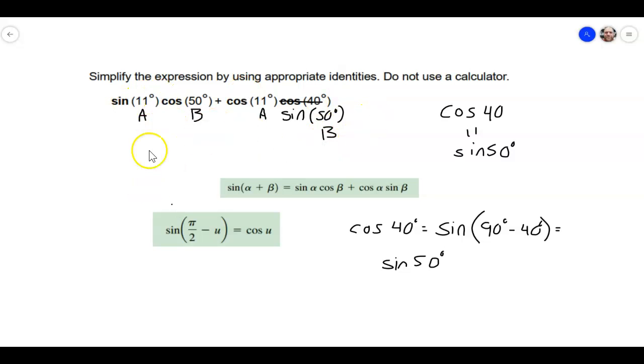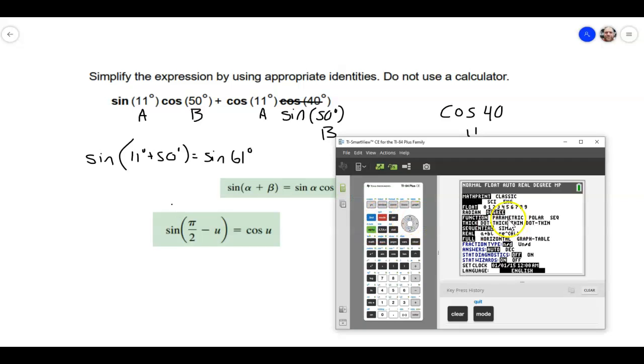And this thing can now be simplified or written as what? The sine of A plus B. So this can be written as the sine of 11 degrees plus 50 degrees, which is equal to the sine of 61 degrees. And let's go ahead and check this in our calculator.